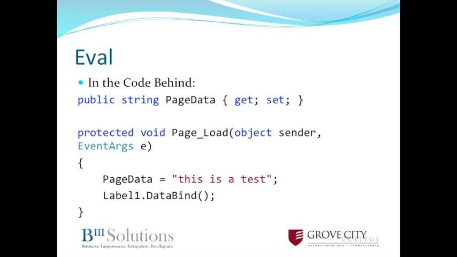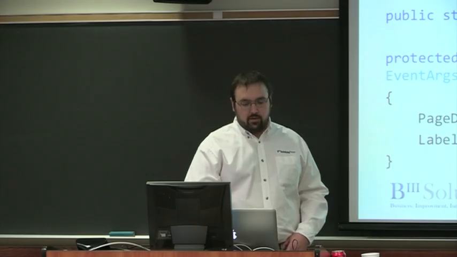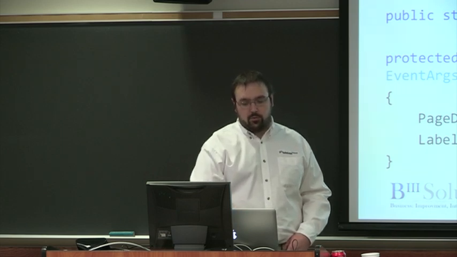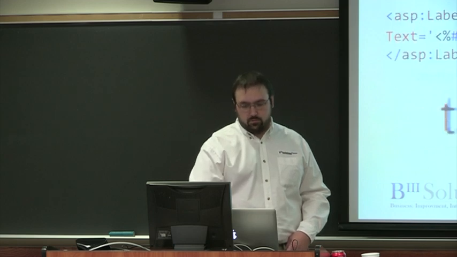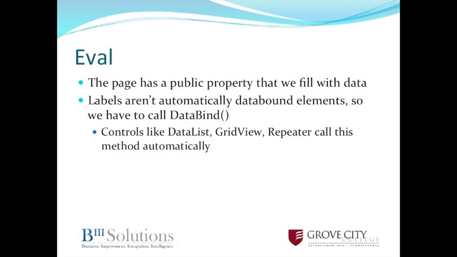In our example page, I'm setting a property called page data. I'm just putting this as a test in there, just to have something to play around with. And for label 1, I'm calling data bind on that to tell it to bind the data I'm going to set to that label. Again, eval is used to get the value of that property and insert it into that control.